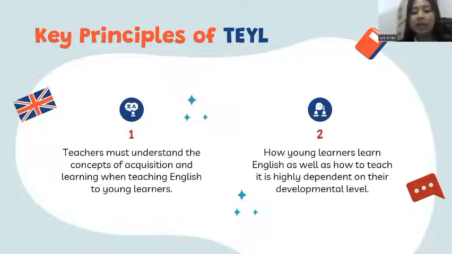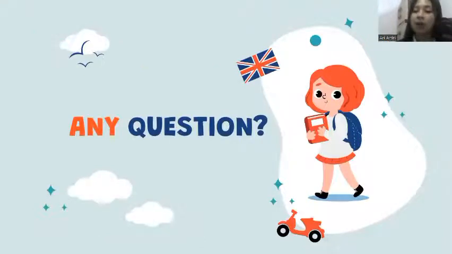The second one is how young learners learn English, as well as how to teach, is highly dependent on their developmental level. So as I said before, how to teach young learners is different based on their level. So teachers need to understand the concept of acquisition first, and then how young learners learn English depends on their developmental level. All right, so that's all about TEYL and also early bilingualism.